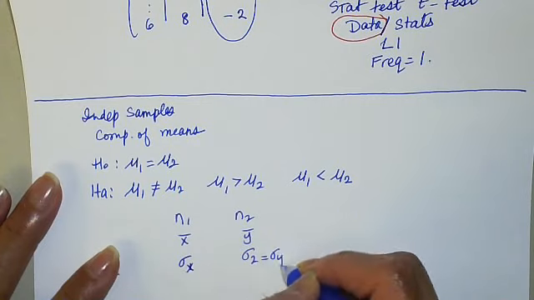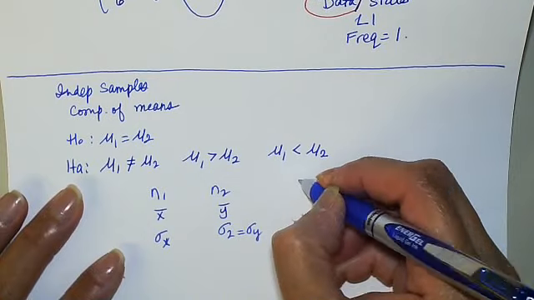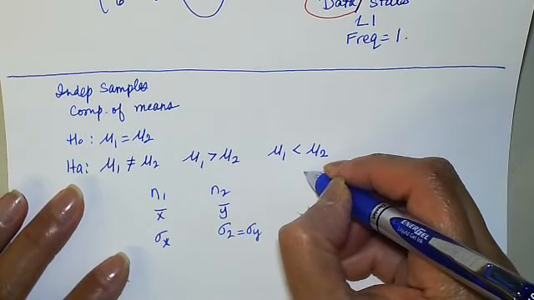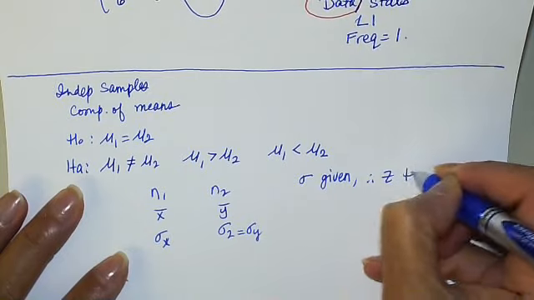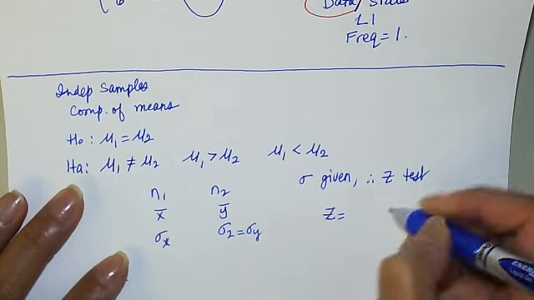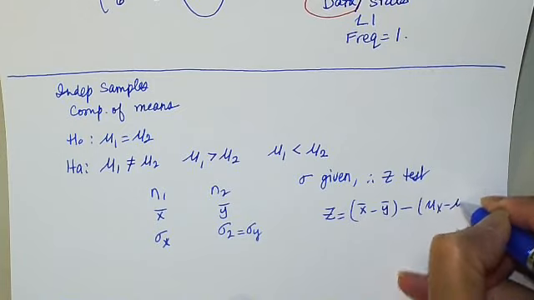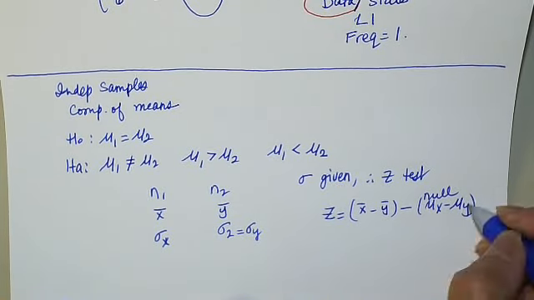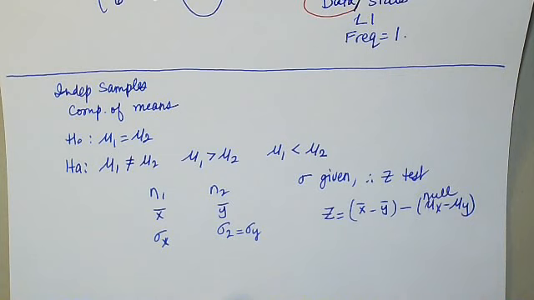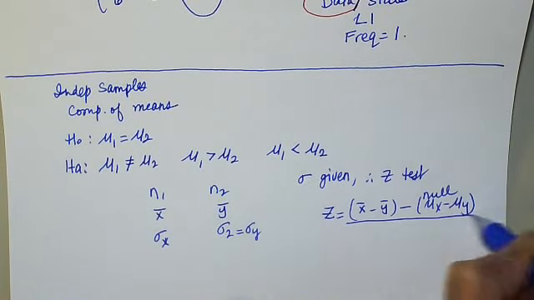H naught: mu1 equals mu2, versus HA: mu1 not equal to mu2, mu1 greater than mu2, or mu1 less than mu2. They will give you n1, n2, x bar, y bar, sigma 1, sigma 2. Let's call it sigma x, sigma y. Here it's a z-test because the sigmas are given.